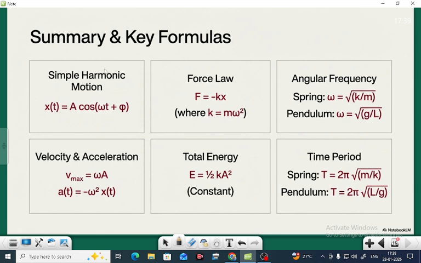Summary and key formulas. Simple harmonic motion: x(t) equal to A cos(omega t plus phi). Force law: F equal to minus kx, where k equal to m omega square. Angular frequency for spring: omega equal to root over k by m. Pendulum: omega equal to root over g by L. Velocity and acceleration: v max equal to omega A, acceleration equal to minus omega square into x. Total energy equal to half k A square, that is constant. For spring, time period is 2 pi root over m by k. For pendulum, T equal to 2 pi root over L by g.